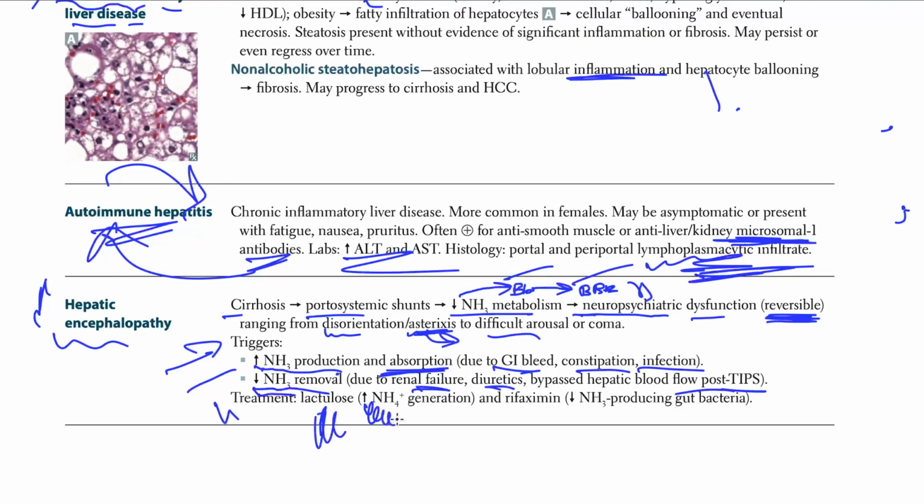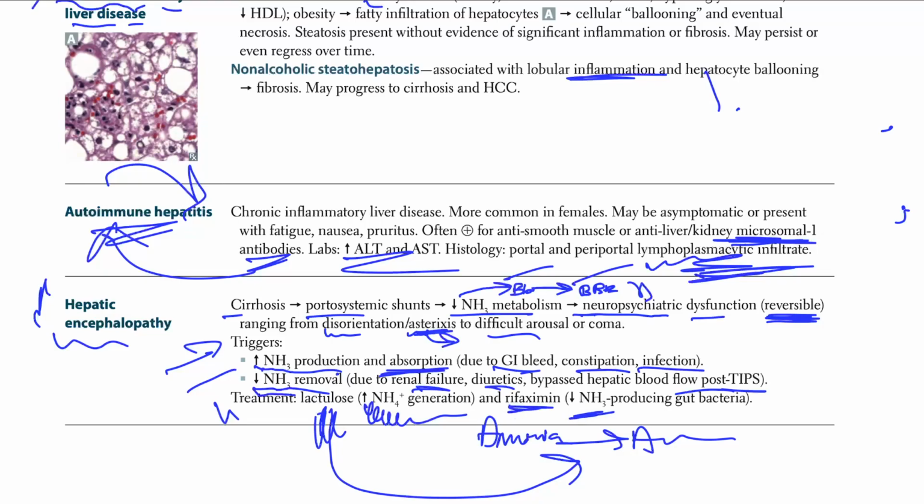What was lactulose doing? It was increasing the conversion of ammonia into ammonium, NH4. So ammonia to ammonium. That's the mechanism of lactulose. The other thing is rifaximin. Rifaximin decreases the ammonia production by the gut bacteria. Okay. And how is that occurring?